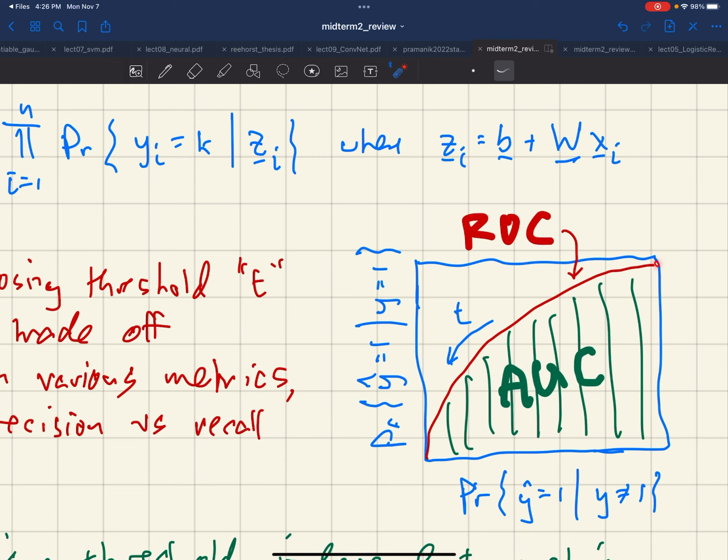as you change the decision threshold t, what happens is you get a different set of performances where you can essentially trade precision for recall. So actually there's different ways to make this plot. In this plot, we're not showing precision and recall. We are showing probability of correct detection given y equals 1.